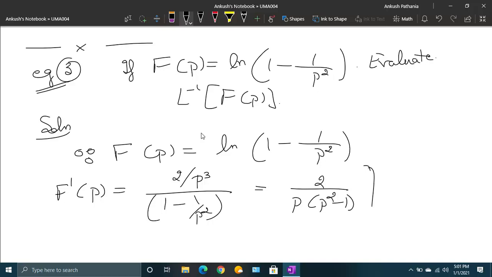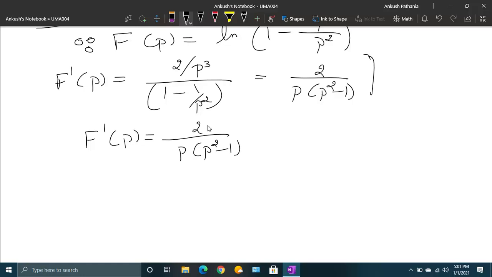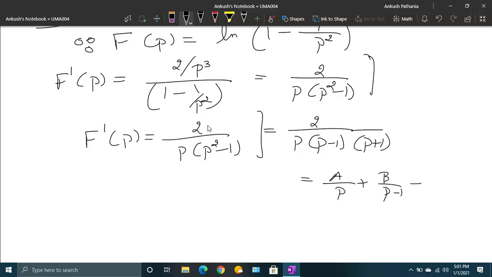So after solving this, you get F dash p equal to 2 upon p square minus 1. And now you can solve it. You know how to solve such type of problem; we have done such problems earlier. You use partial fractions. It can be written as p minus 1, p plus 1, and using partial fractions, a upon p plus b upon p minus 1 plus c upon p plus 1.